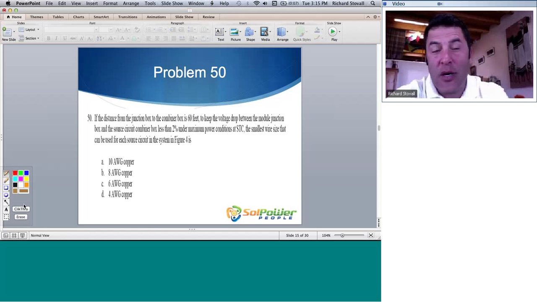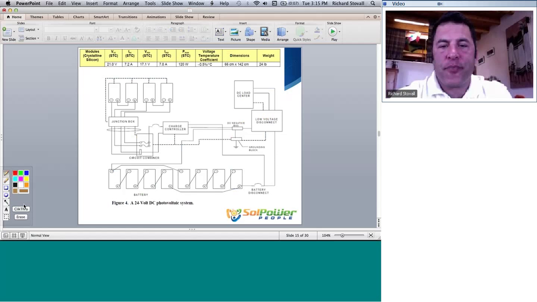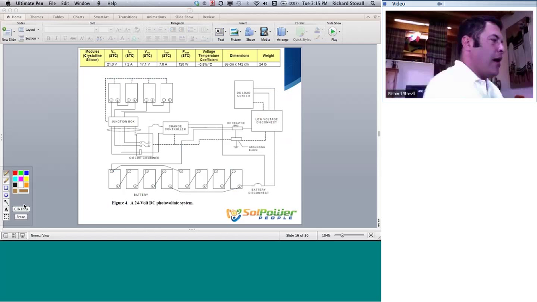Everything verbatim is exactly the same, except for this time they are indicating maximum power conditions at STC, which means that we need to assume that there's maximum power point tracking, which means that we can actually use the VMP voltage of the array, which, if we look at the graph here, the VMP of the module is 17.1.